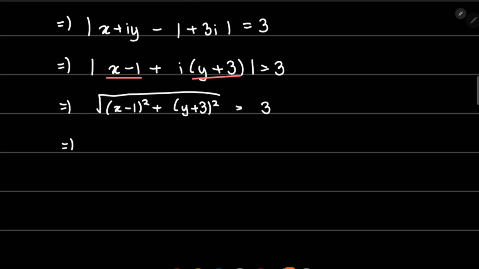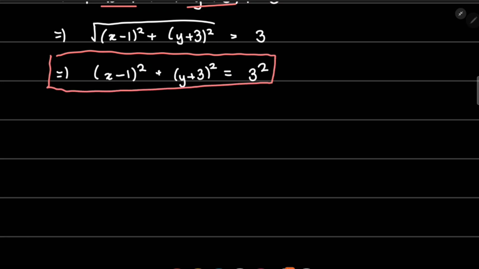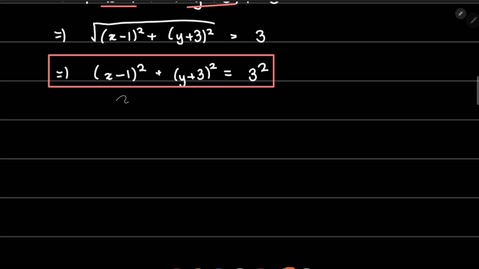Now I can square both sides. If I do so, I'll get (x minus 1) squared plus (y plus 3) squared equals 3 squared. And if you remember the equation of a circle, this is it. This is the equation of a circle with a center at (1, -3) and the radius of root of 3 squared, which is just 3.